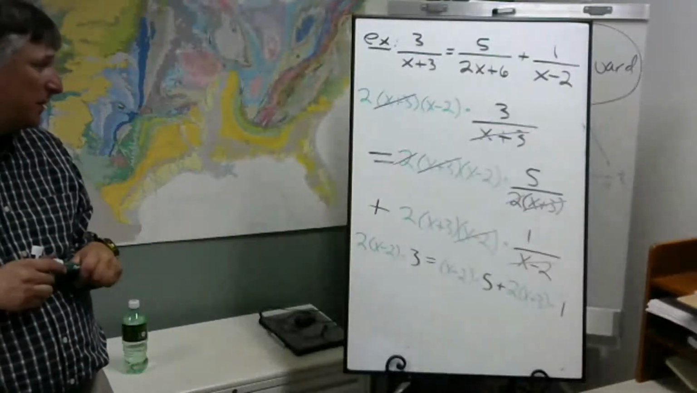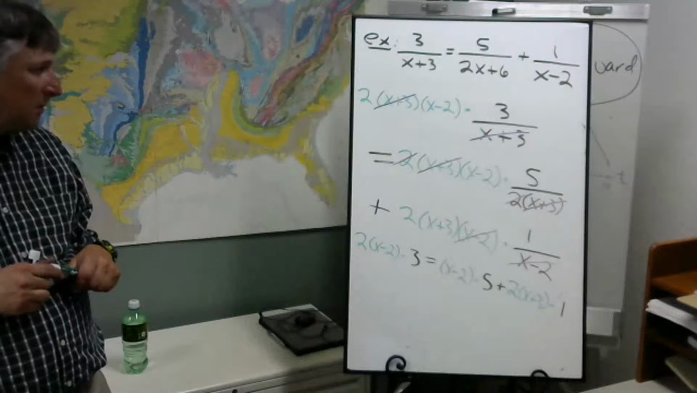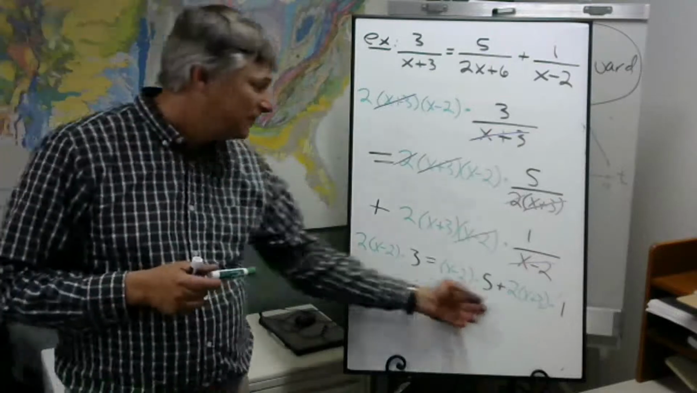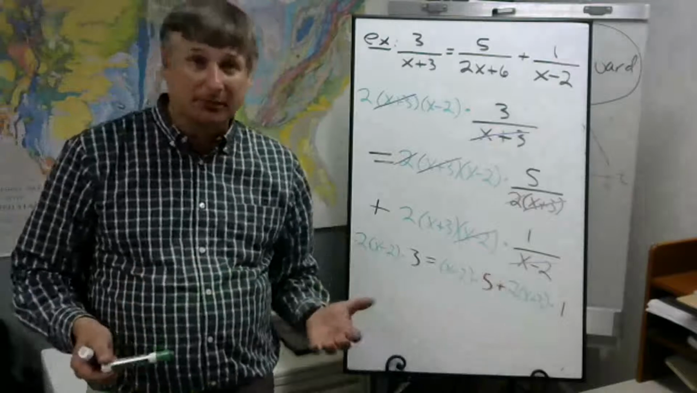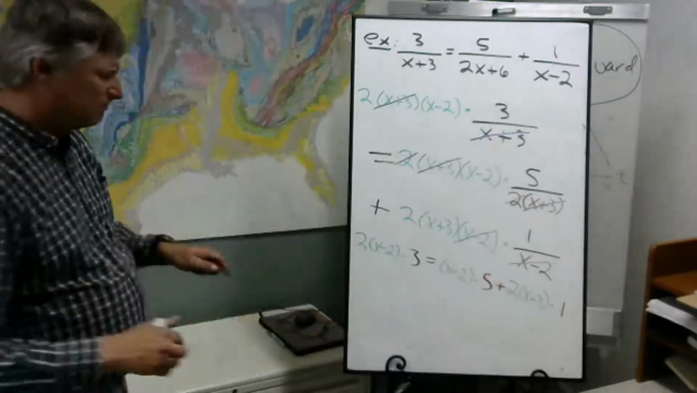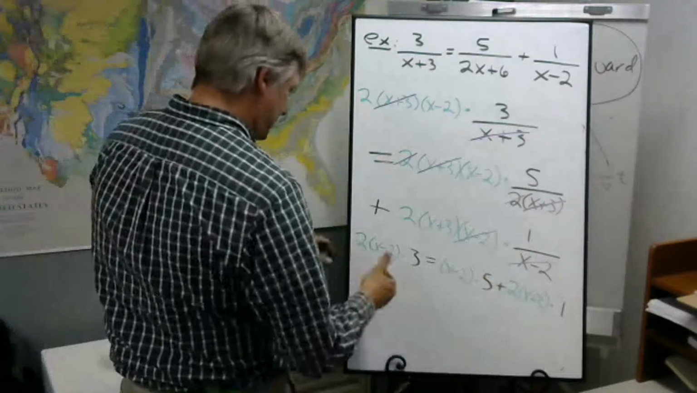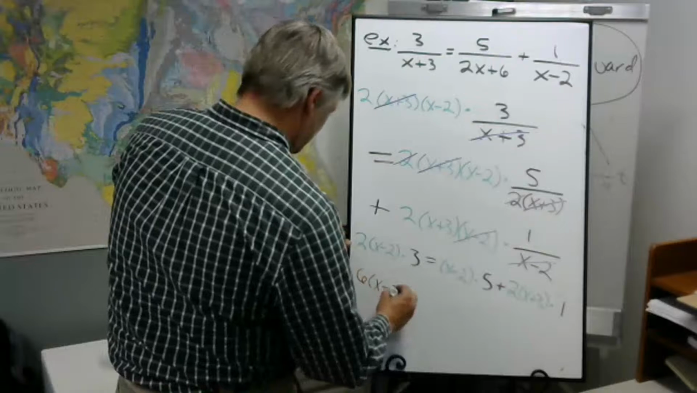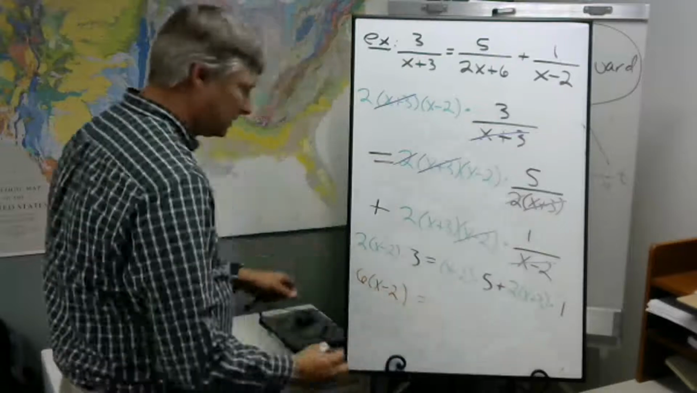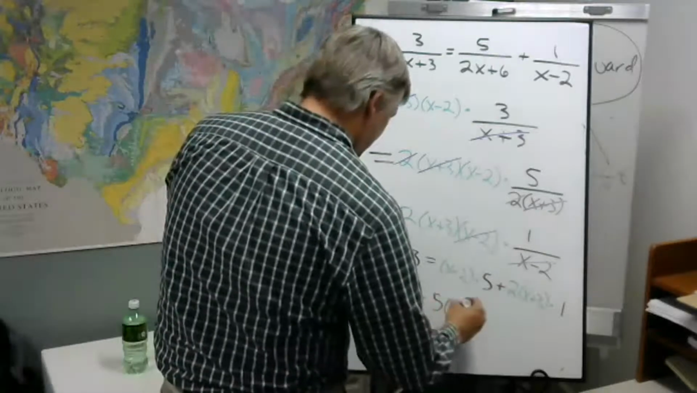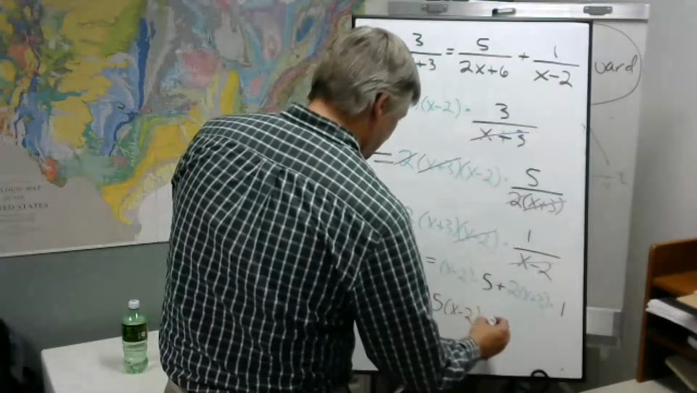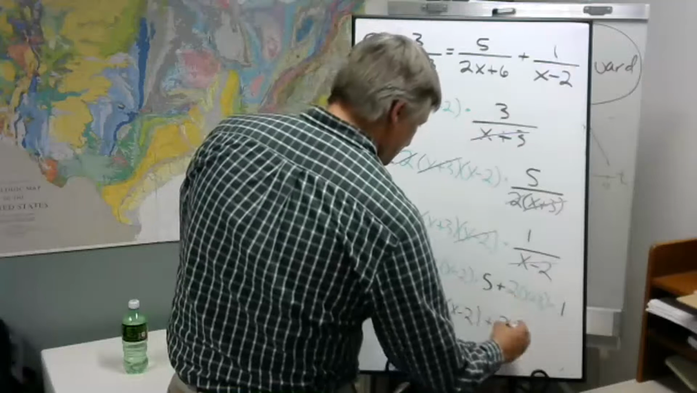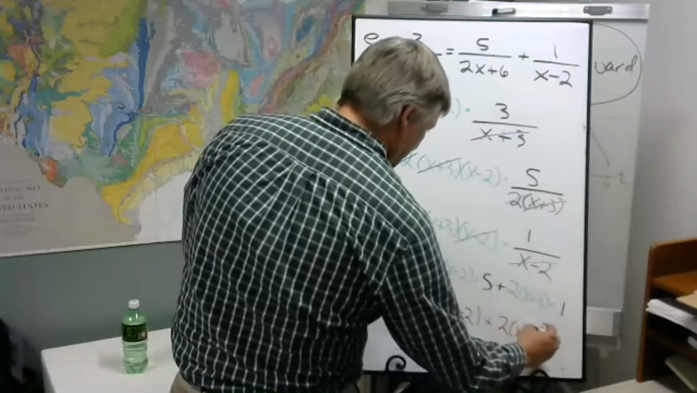Double check this real quick. Looks good. All right, so this is it. It simplifies down really nice. So I'm going to combine these to get 6x minus 2. This will be 5 times x minus 2 plus 1 times 2 is 2x plus 3.